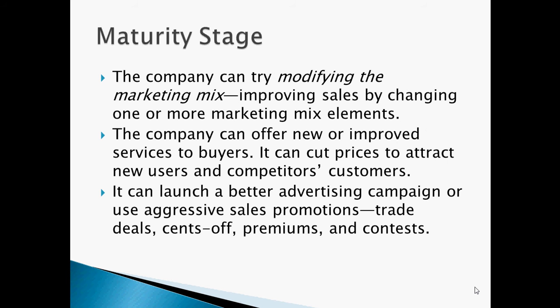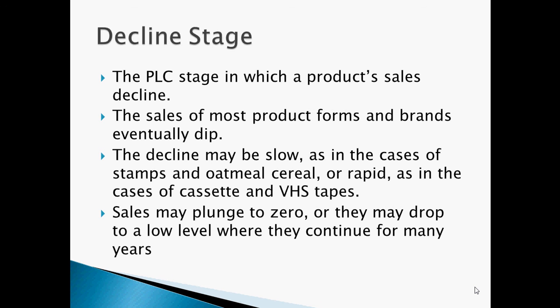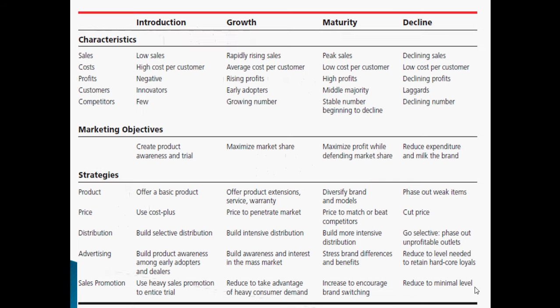The company can try modifying the marketing mix as well in this stage, improving sales by changing one or more marketing mix elements. The company can offer new or improved services to buyers. It can cut prices to attract new users and competitors' customers. It can launch a better advertising campaign or use aggressive sales promotions, trade deals, premiums and contests. Now look at the last stage, which is the decline stage.